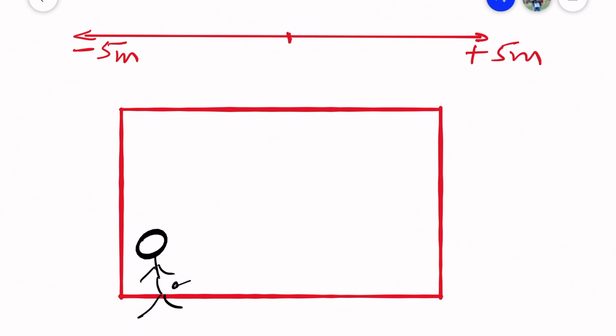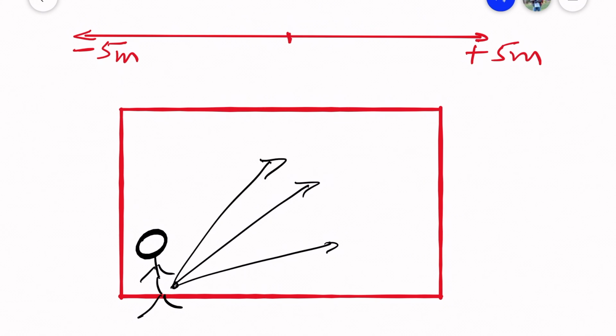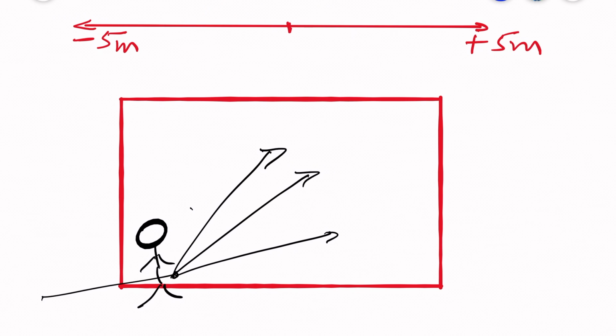This person can go in this direction, he can go in this direction, he can go in this direction, he can go backwards. Now this person can go in any of these directions, and suddenly you realize that just a sign is not enough. You cannot just tell a sign and clearly say where he went.